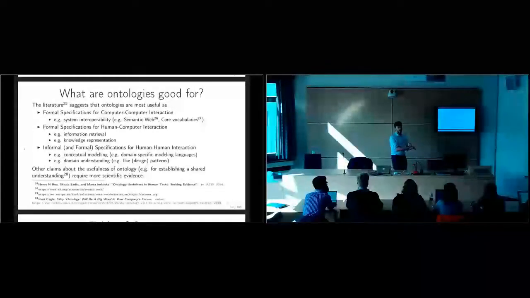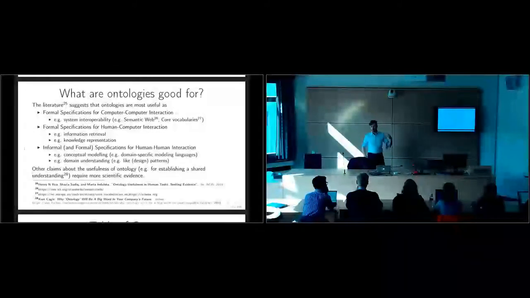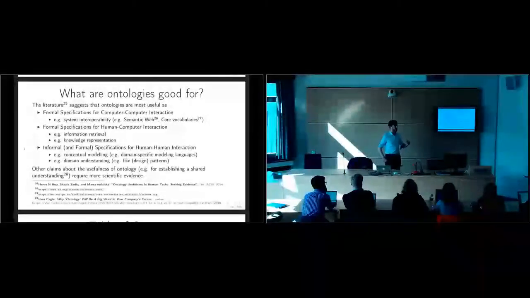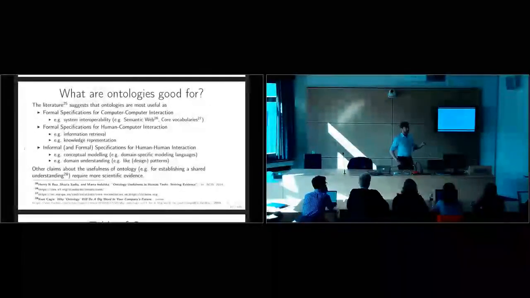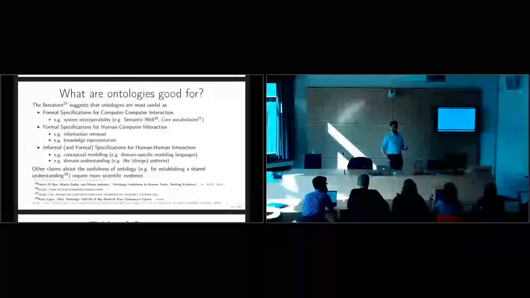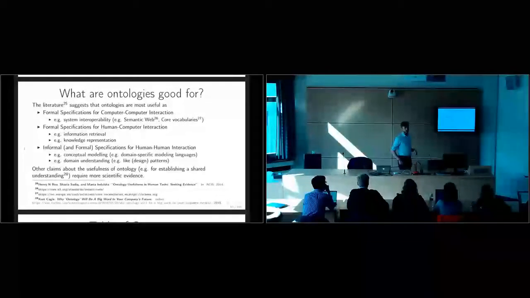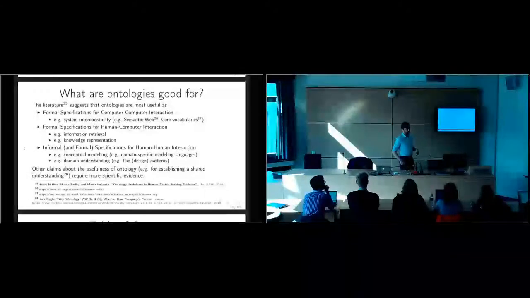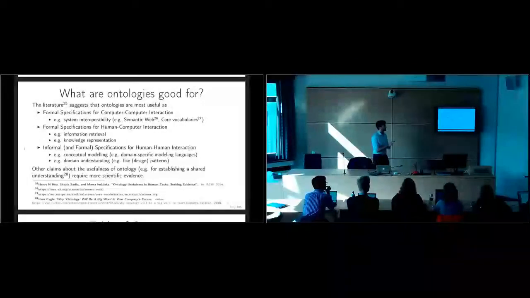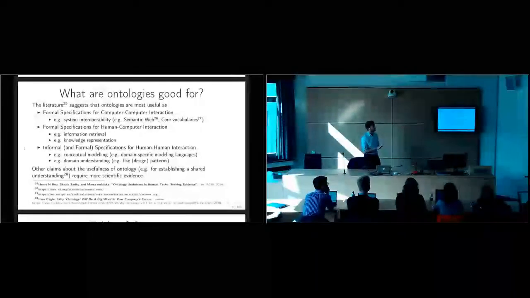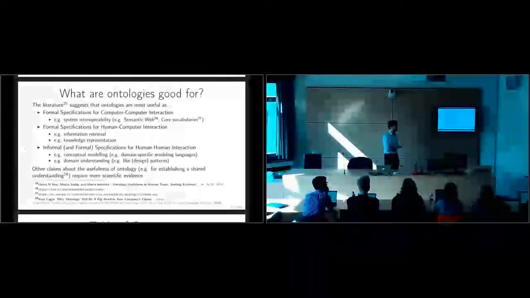So having this ontology of your meeting is an investment at first, because you have to spend time on defining your vocabulary, but then it's an investment. So there is return on investment once you start using it. So informal specifications for human, or ontologies for human-to-human interaction are also useful.